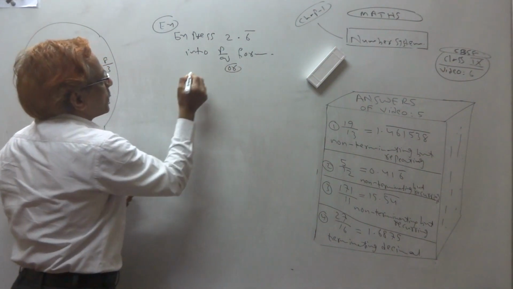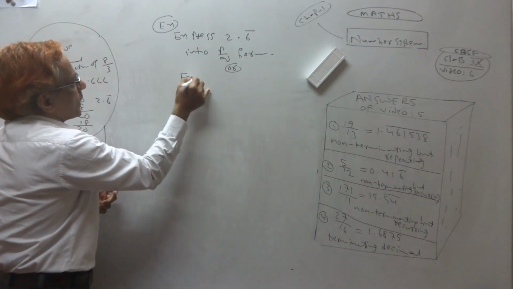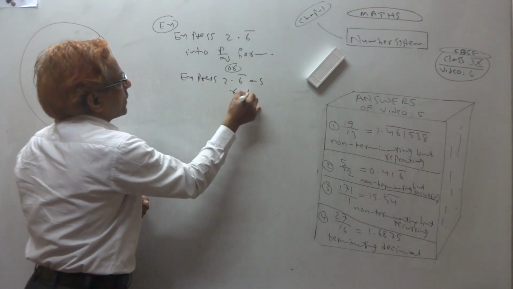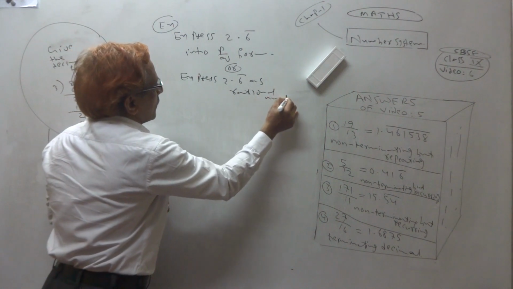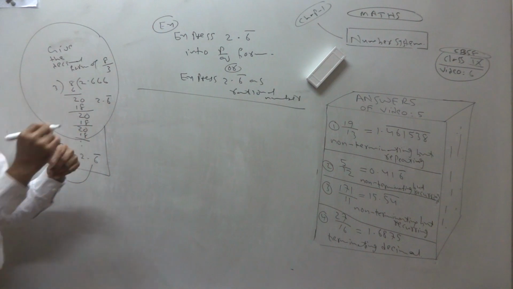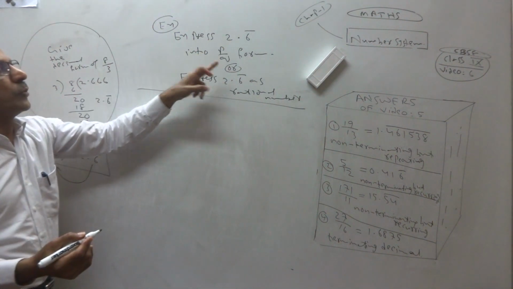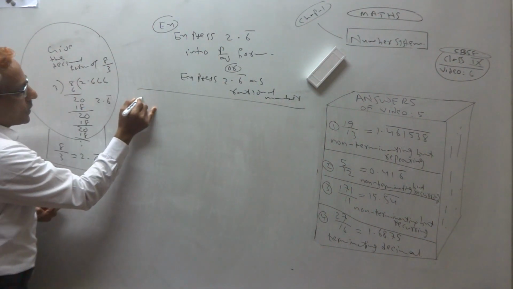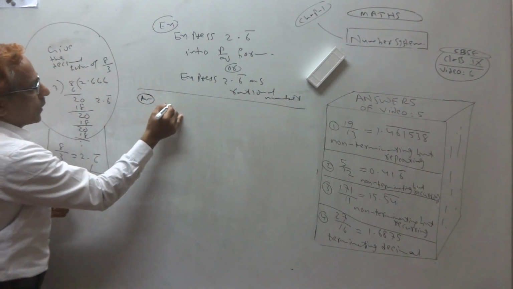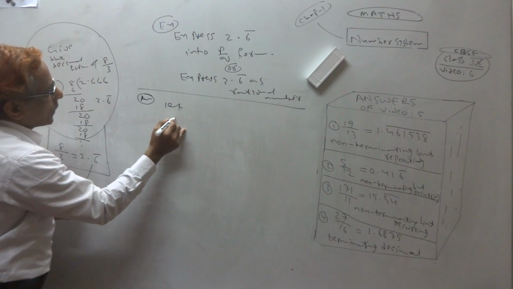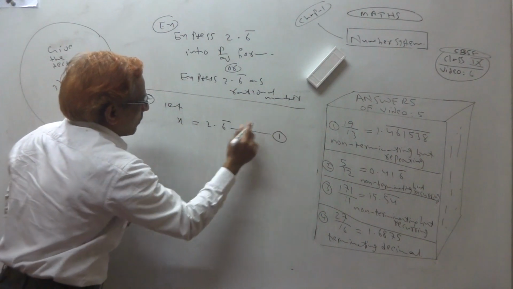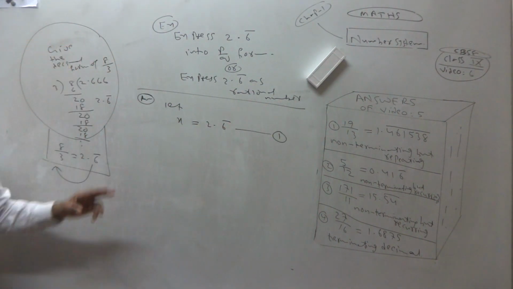Express this into P by Q form. Otherwise sometimes it is said, you know, express 2.6 bar as rational number. Yes. So see the method. How we get this into P by Q form. When I do 2-3 questions, you get the idea. Not in one question, suppose. So first what we do, we suppose it by equation number 1. You see the method, please.